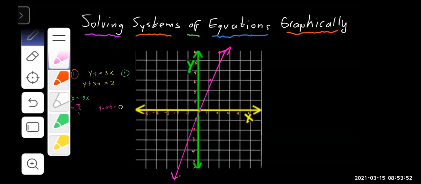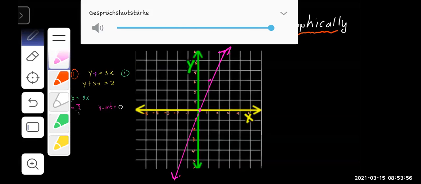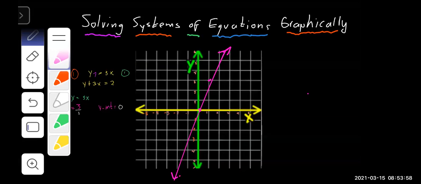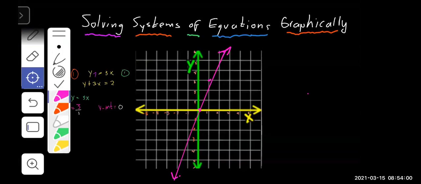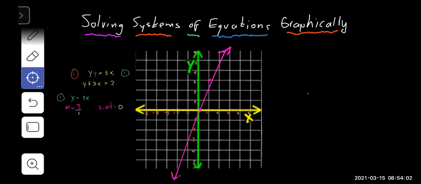Sorry, guys. This is the best I can do. This is the best I can get out of me. Let's say that this is my first function. Let's go to the second one. Use your ruler, guys. That will help you a lot.